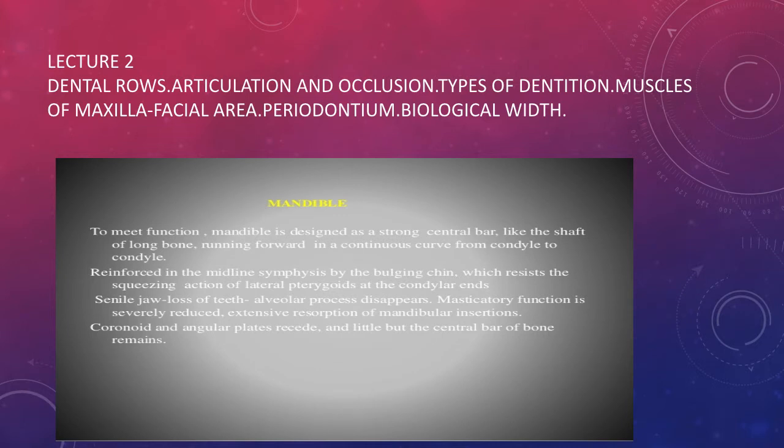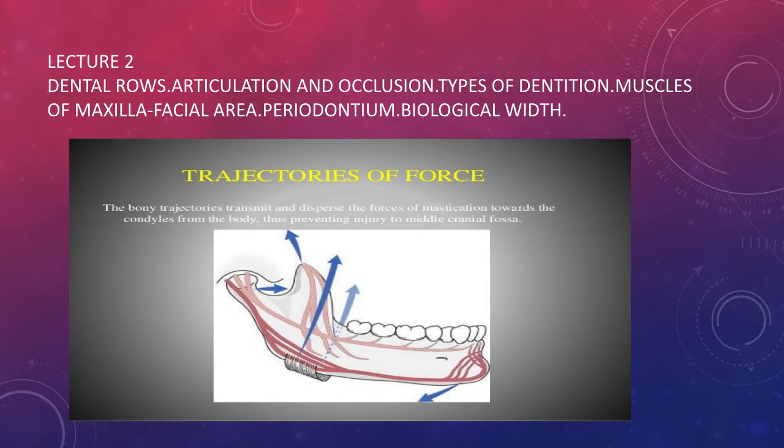Senile joint: with loss of teeth, the alveolar processes disappear. Masticatory function is severely reduced. Extensive resorption of the mandibular insertions occurs. Coronoid and angular plates recede, and little but the central bar of bone remains. Trajectories of force: the bony trajectories transmit and dissipate the force of mastication towards the condyles from the body, thus preventing injury to the middle cranial fossa.